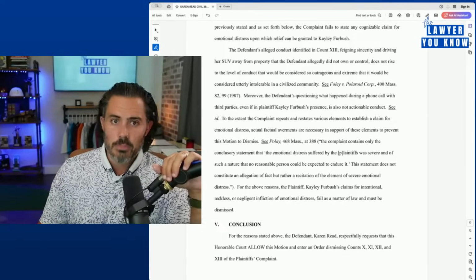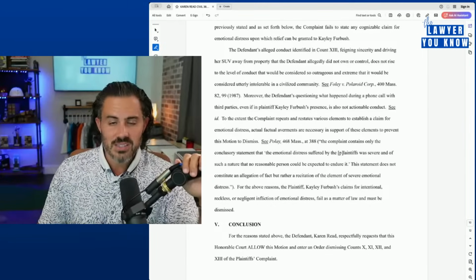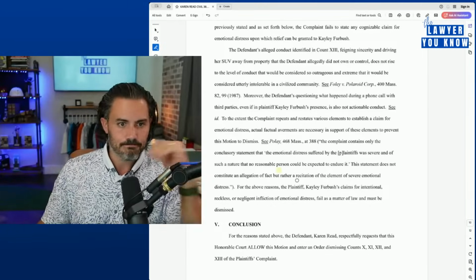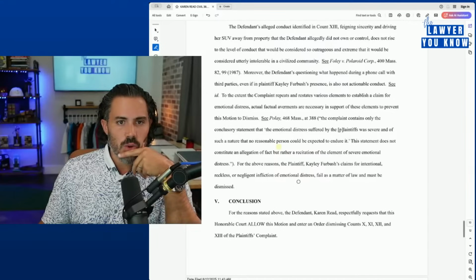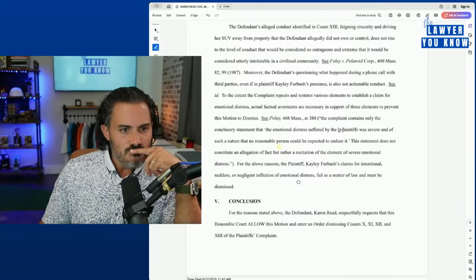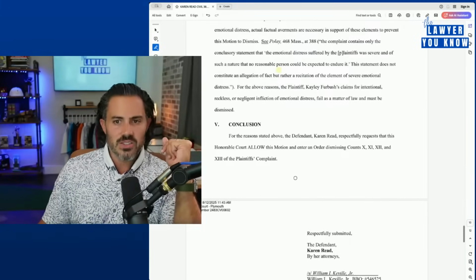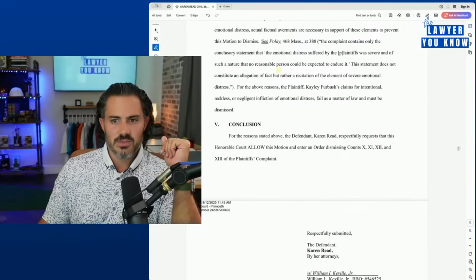But will they be able to put forth enough factual evidence to the judge to get past the motion to dismiss? Those are two separate questions. Moreover, the defendant's questioning what happened during phone calls with third parties. Okay, we already kind of repeated these things. Yeah, in conclusion, these should all be dismissed.